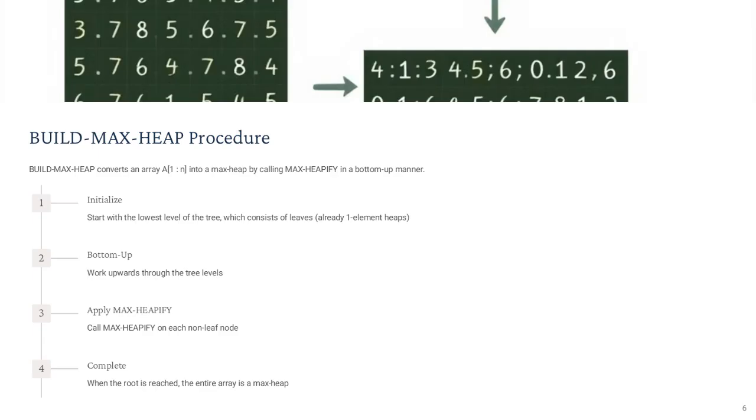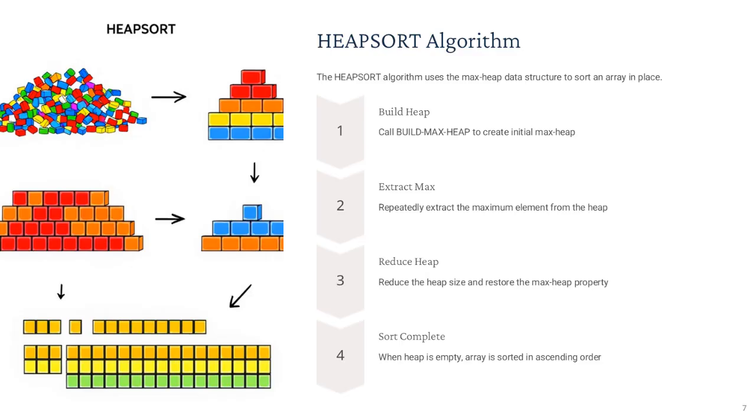an overall linear runtime. The Heapsort algorithm utilizes the max heap property to sort an array in place. It begins by calling build max heap to create a max heap from the input array. The largest element, stored at the root, is then swapped with the last element in the heap, effectively placing it in its correct sorted position. Next, the heap size is reduced by 1, excluding the sorted element, and max heapify is called on the root to restore the max heap property. This process repeats until the heap size is reduced to 1, leaving the array sorted in ascending order.